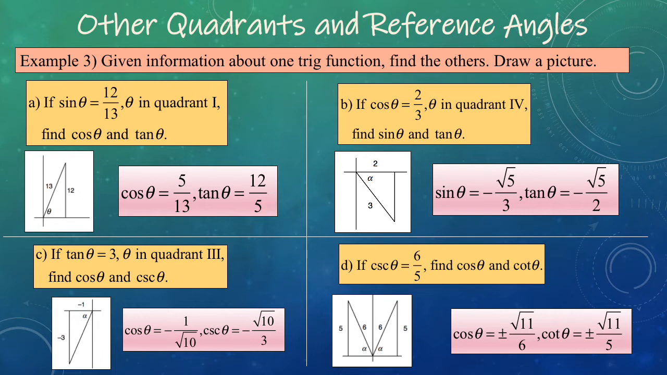So the hypotenuse will be 6, and the opposite will be 5, making the remaining side either positive square root of 11 or negative square root of 11. We really do not know, since we do not know the quadrant. So therefore, we say that cosine theta is equal to adjacent over the hypotenuse, which is plus or minus the square root of 11 over 6, and cotangent theta is equal to adjacent over opposite, which is equal to plus or minus the square root of 11 over 5.